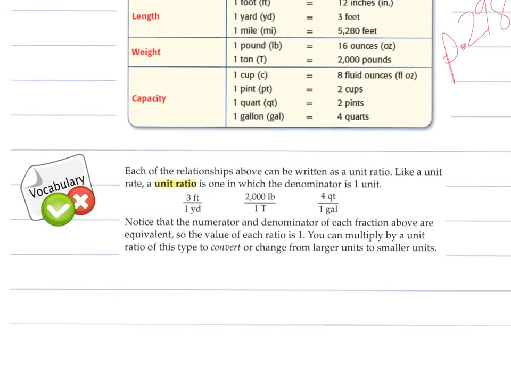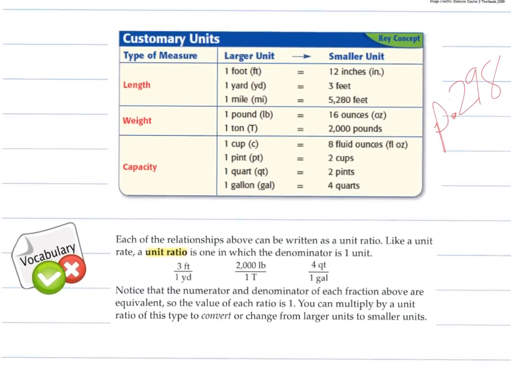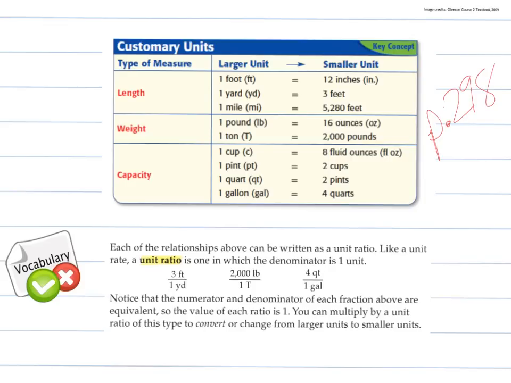Some vocabulary is unit ratio. Each of the relationships above can be written as a unit ratio. Like a unit rate, a unit ratio is one in which the denominator has a unit of 1. Remember, a rate has two different types of units. In a ratio, these things are measuring the same thing. Feet and yard both measure distance. Pound and ton measure weight. And quart and gallon measure capacity. So they're a ratio because they're measuring the same type of thing. Notice that the numerator and denominator of each fraction above are equivalent, so their unit ratio is 1. So these are equal to 1.